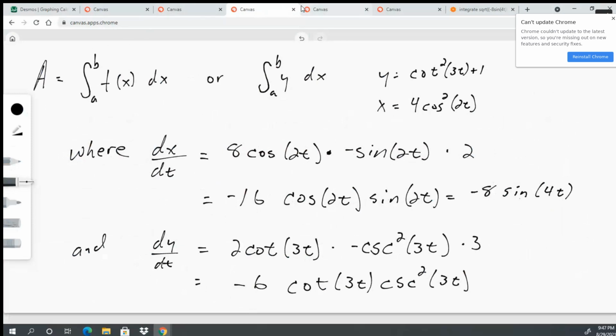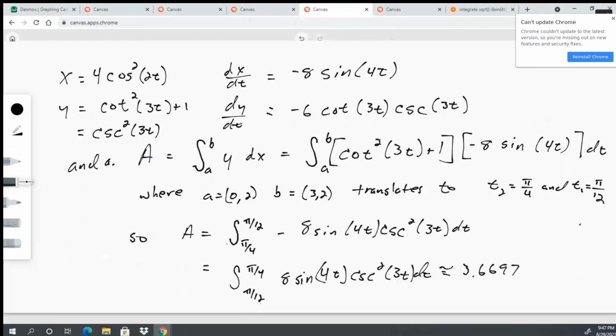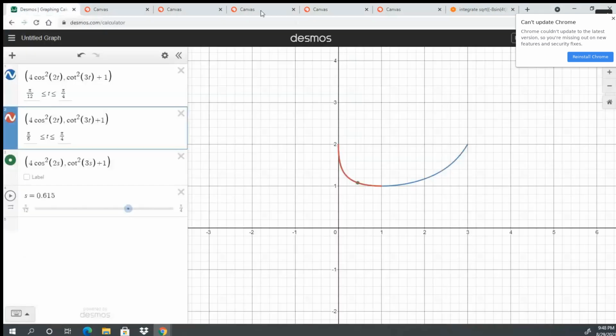We're going to use this to plug it into the area. Okay, the area is from a to b, y dx, right? Cotangent squared 3t plus 1 times minus 8 sine 4t dt. From a, (0, 2), to b, (3, 2), which translates into t2, which is pi over 4, and t1, pi over 12. So for part A, pi over 4 and pi over 12. Noting that we switch the limits of integration, that eliminates the negative sign from Calc 1. We get pi over 12 to pi over 4, 8 sine 4t cosecant squared 3t dt, which gives us 3.6697. Now, the problem doesn't ask us to solve it. It just says to set up the equation because it's a very ugly integral.